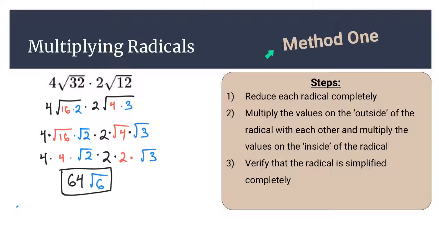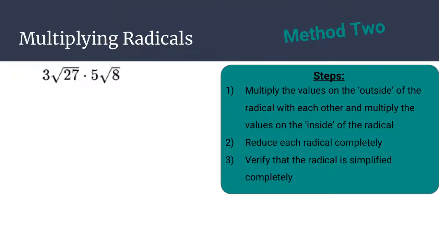And that would be method 1, where you just simply simplify each radical individually first and then multiply. So let's take a look at method 2. Method 2 is very similar, but all you notice is that your steps are switched for step 1 and step 2. So the first thing we're going to do is the multiplication of the 3 and the 5. So let's start this example, which is different from a previous one. We start with the 3 times the 5, because we're multiplying the values on the outside, which would be 15.